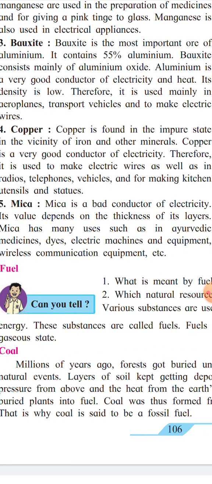Fifth one, mica. Mica is a bad conductor of electricity. Its value depends on the thickness of its layers. Mica has many uses such as in Ayurvedic medicine, dye, electric machines and equipment, and wireless communications equipment.